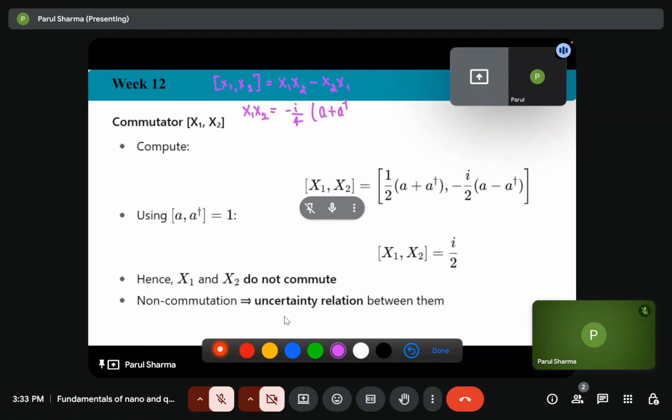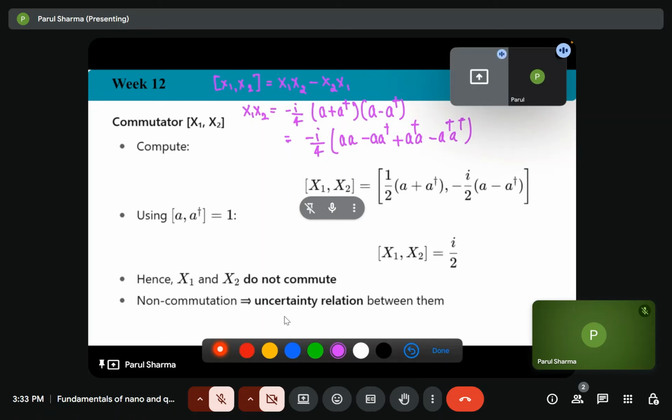a plus a dagger, a minus a dagger, which is equals to minus iota by 4 times a a minus a a dagger plus a dagger a minus a dagger a dagger.